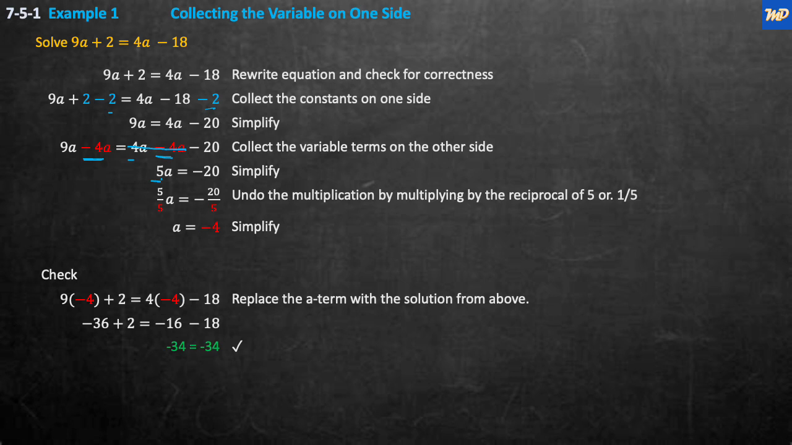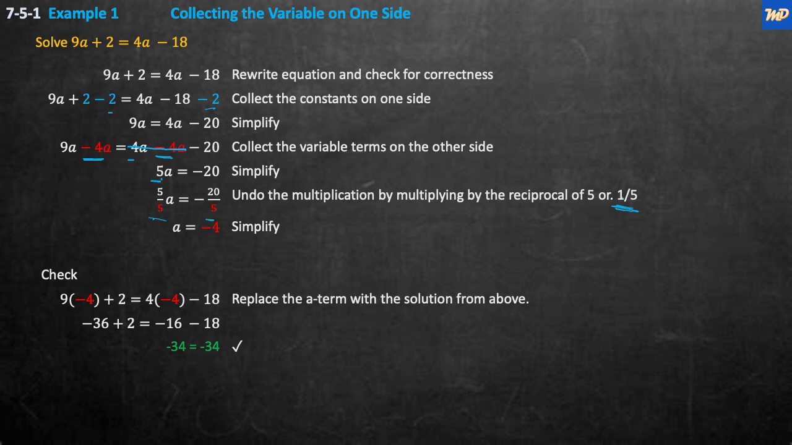So we have to undo the multiplication. And that's to get rid of the 5, because we have to have the a by itself. So in order to do that, we're going to multiply by the reciprocal, or the multiplicative inverse. The reciprocal of 5 is 1 over 5, as we see right down here. So we're going to divide 5a by 5, and we're also going to divide minus 20 by 5. Here's the 5s we're going to divide by on both sides.